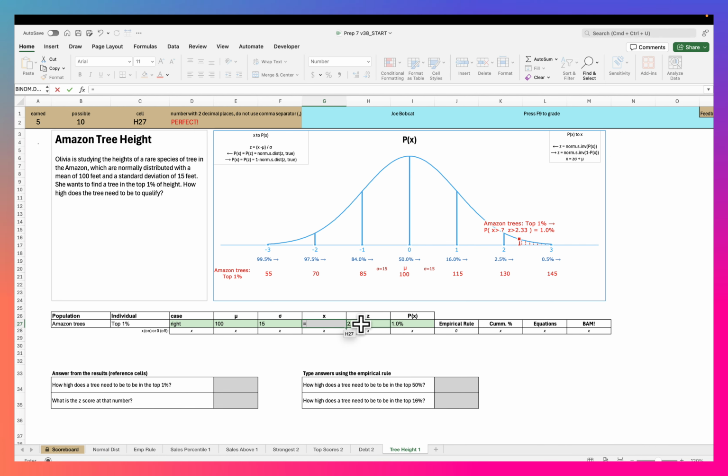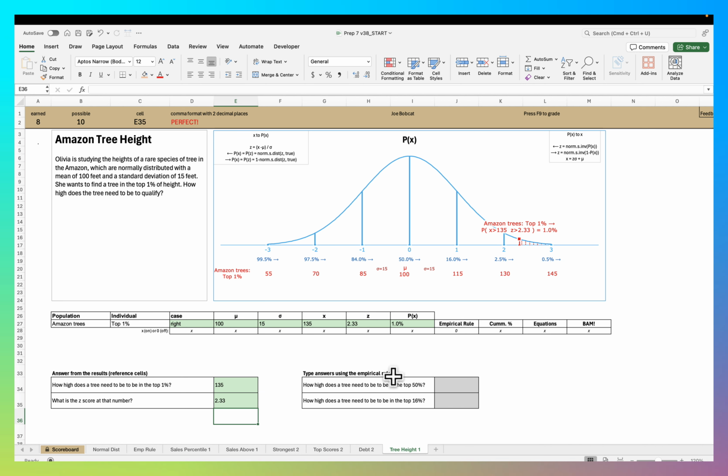So that's equal to the z times the standard deviation. That gives us how much we're going to add to the mu. 135. So 135 is the magic number you have to clear to be in the top 1%. So how high does a tree have to be in the top 1%? It's going to be that 135. And what's the z-score at that number? Equals that.